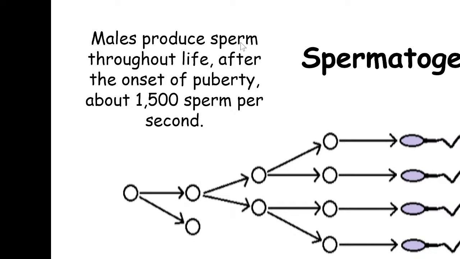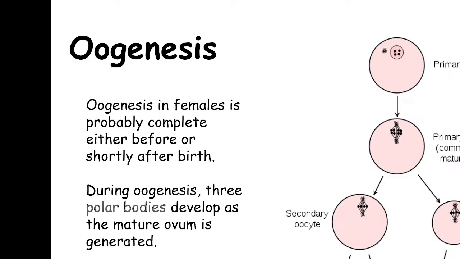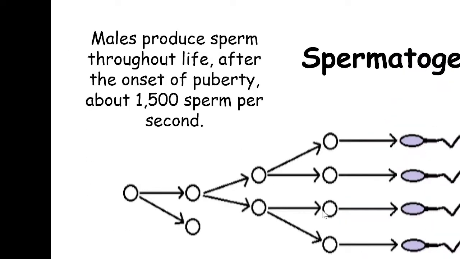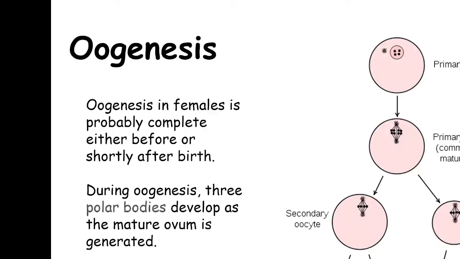Spermatogenesis. What is sperm? Males produce sperms throughout life. After the onset of puberty, about 1500 sperms are produced per second. This is a testis cell, a diploid cell, which undergoes division. These divisions finally produce sperms, called spermatozoa, and this process is known as spermatogenesis. In spermatogenesis, all four sperms are active. That means, as I said earlier, whenever a cell undergoes meiosis, it produces four cells. All four cells are active as sperms in males.